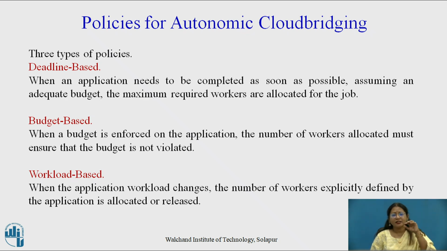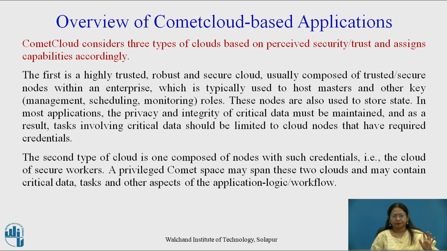Now, what are the policies of autonomic cloud bridging? There are three types of policies: deadline based, budget based and workload based. When the application needs to be completed as soon as possible, we can say it is deadline based. When a budget is enforced on the application and the number of workers allocated must ensure that the budget is not violated, it is budget based. And when the application workload changes and the number of workers explicitly defined by the application is allocated or released, you can say it is workload based.